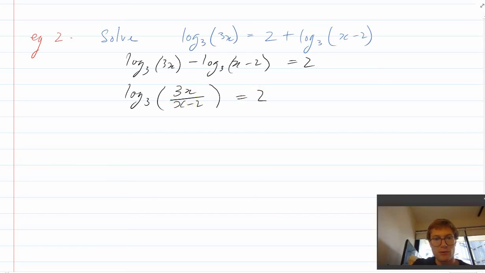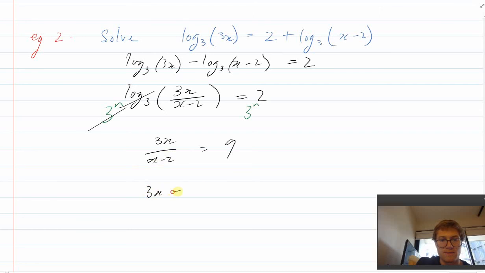Okay, here what I want to do is undo the log. So what I'm going to do is 3 to the power of both sides. If I do 3 to the power of the left-hand side, it cancels with the log, leaving me just with 3x divided by x minus 2. 3 to the power of 2 is 3 squared, which is 9. Next, I'll multiply both sides by x minus 2, because I don't like fractions very much.